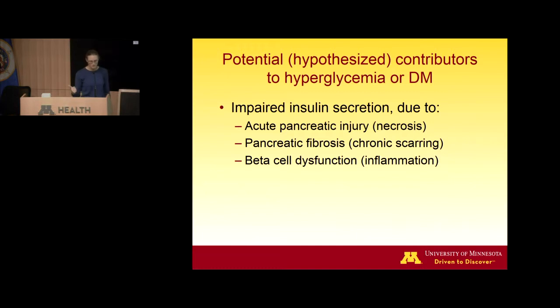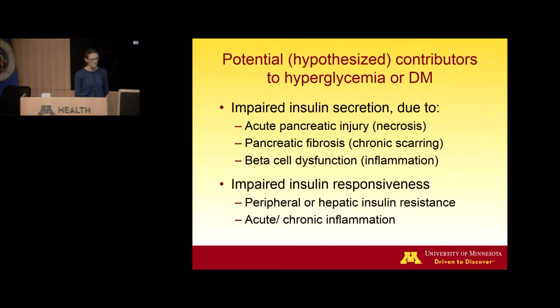So you might have episodes of acute pancreatitis with necrosis, chronic scarring from fibrosis, and even in the absence of scarring, some inflammation that causes dysfunction of the beta cells, and all of that contributes to impaired insulin secretion. Probably have to reduce your beta cell capacity by 70 to 80% to actually manifest diabetes. So you have a lot of reserve.